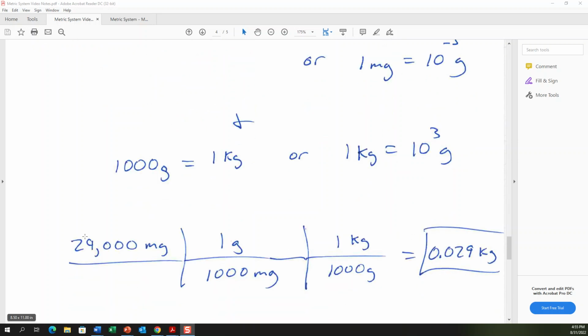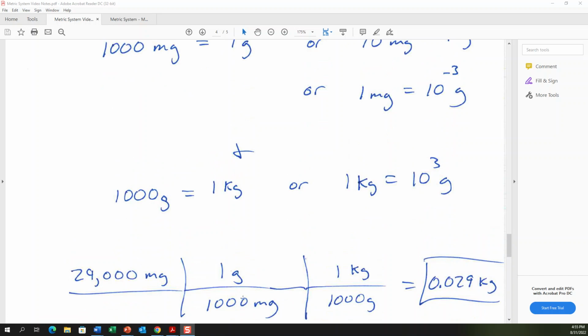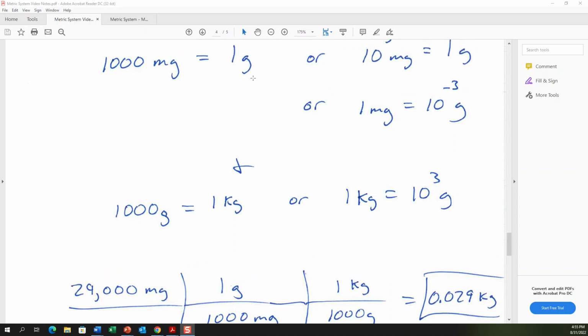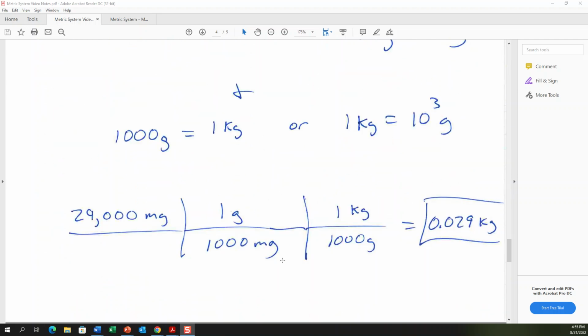So what we're going to do is we start off with 29,000 milligrams, and then I'm going to take this equality and I'm going to put 1,000 milligrams on the bottom because that's going to cancel out milligrams and leave me with grams. All right. So I put the thing that I want to cancel out on the bottom and I put the thing that I'm trying to go to on the top. But remember, if we go back to the question, we don't want to go to grams, we want to go to kilograms. So if I just did this part of it, I would be stuck at grams, right?